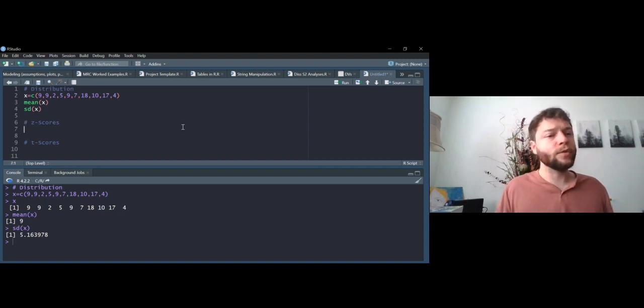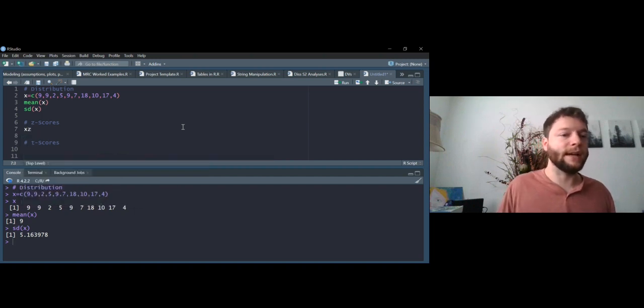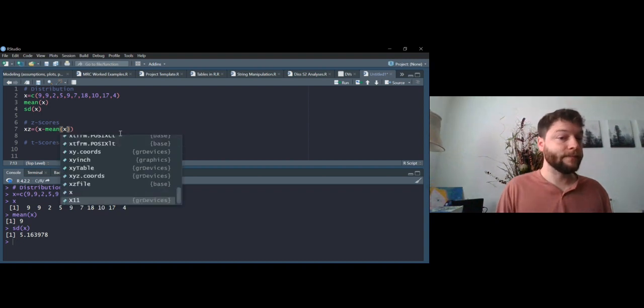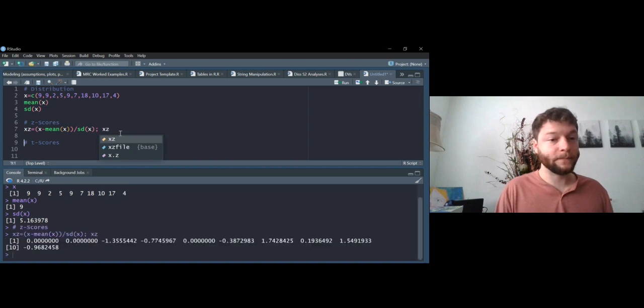To convert to z-scores, one way you could do it, let's say I'm going to give it the name xz. So that means our original scores, our x values, transformed into z-scores. That is equal to, and then we can just use the formula for a z-score. We could say x minus the mean of x, divided by the standard deviation of x. Okay, and we'll run that code and then see what we get.